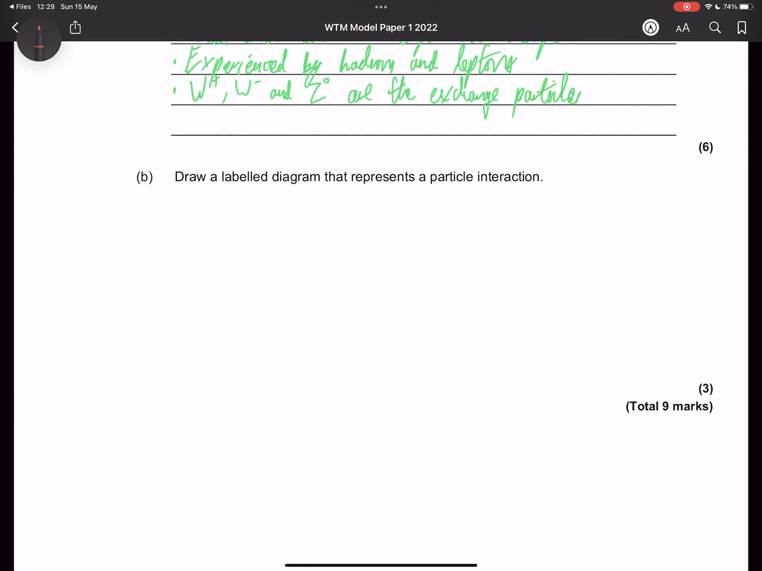So this second question's quite nice, whilst also being very deceptive in some respects. You're asked to draw a labeled diagram for a particle interaction. Now, it doesn't state what type of diagram, but what it means is Feynman diagram, because that's the only real interaction diagram that you encounter. It may lead some people into thinking it should be something like the mini diagrams you do for annihilation or pair production.